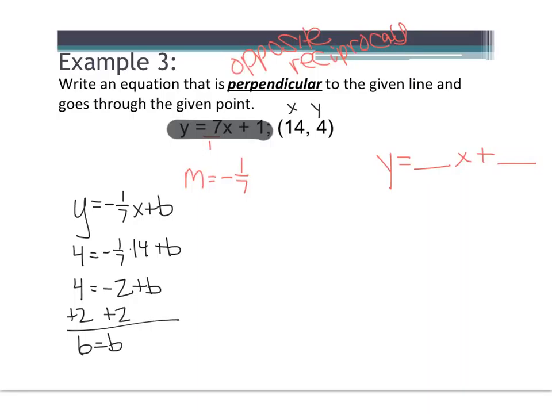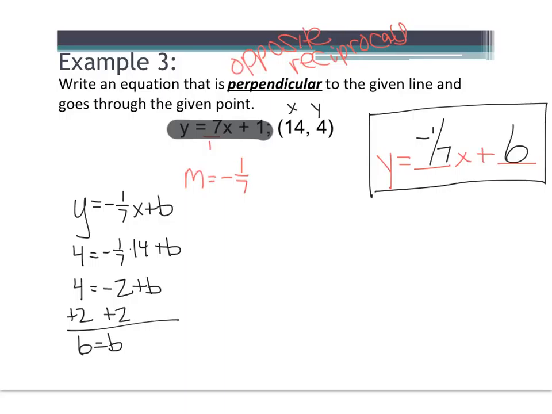Again, we're not done there. We plug in. Slope always comes first, followed by our b value of 6. So a line that's perpendicular to the original and goes through the given point is y equals negative 1/7 x plus 6.